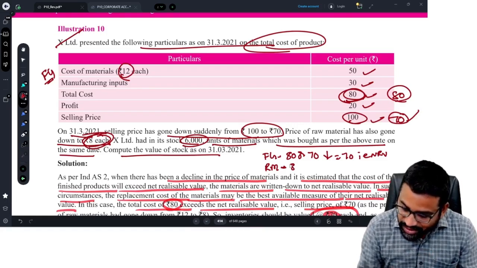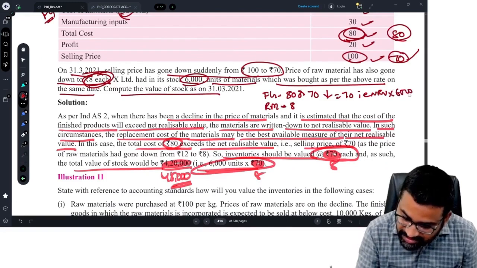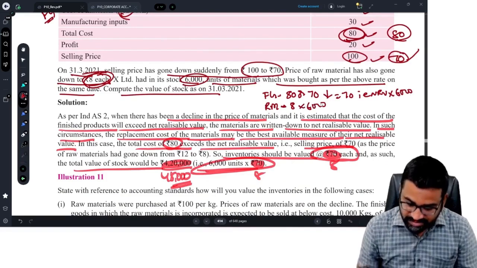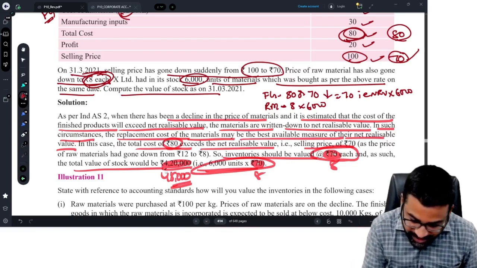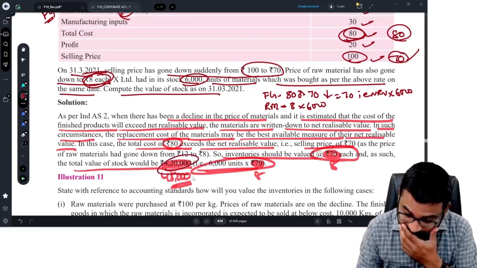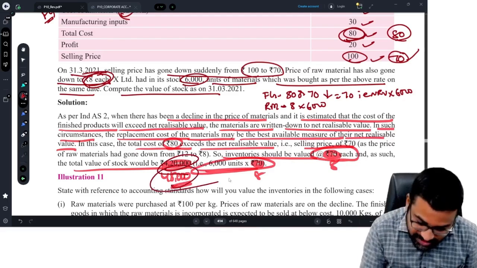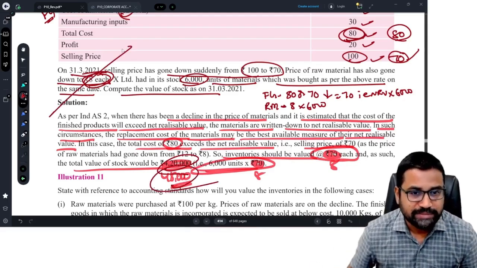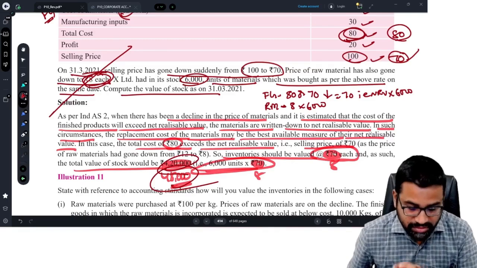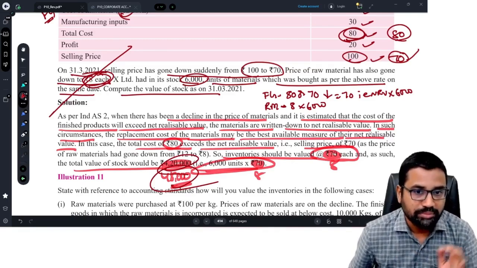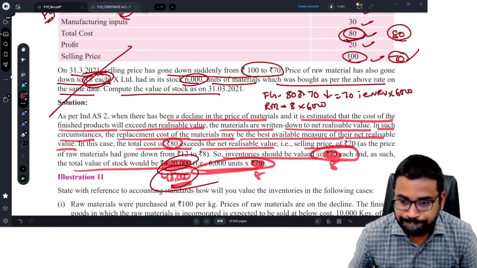So 8 rupees. So here 70 into how many units, sir? 6,000 units. So therefore 6,000 into 70, 4,20,000. This is finished goods value. And what about raw material? 8 into 6,000. It will be 48,000. See the questions please, very, very simple. Okay, so this is Ind AS 2. I explained the important items. The remaining things, disclosures, all that is not important. The main part is how to value them and the scope. So I explained it. Thank you.